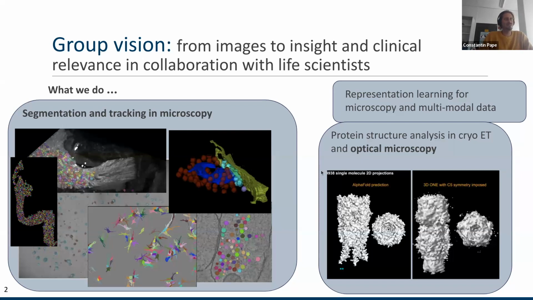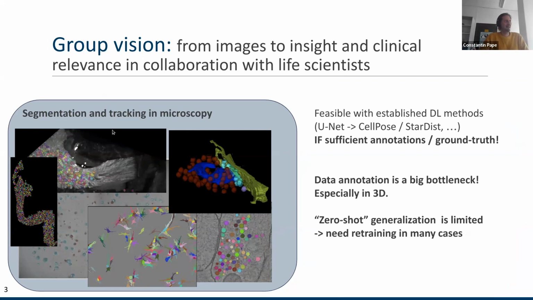And then the other focus is also to do representation learning for microscopy and multimodal data, to connect imaging data to genetics or clinical data and so on. And then the last part is also to do protein structure analysis in cryo-ET and what we also do in optical microscopy. So these are things also driven by collaborations here in Göttingen. But today in the talk, I want to focus on this part here, which is the segmentation and the tracking.